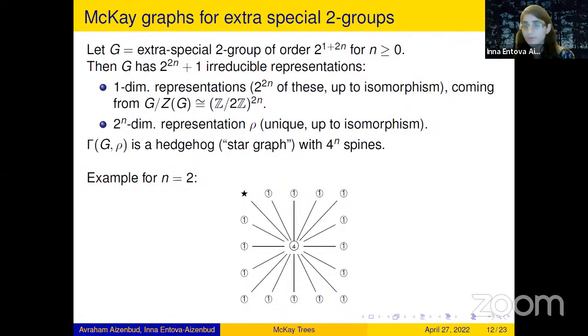So these are the types of trees which we can get except for the affine Dynkin diagrams of types D and E.